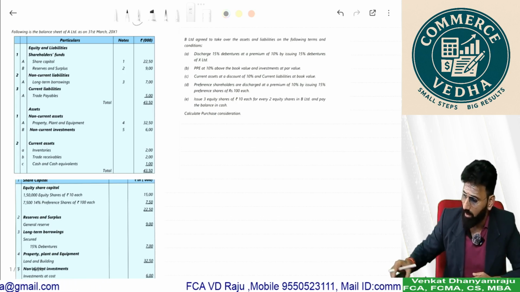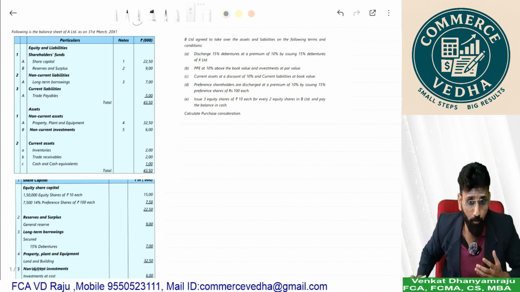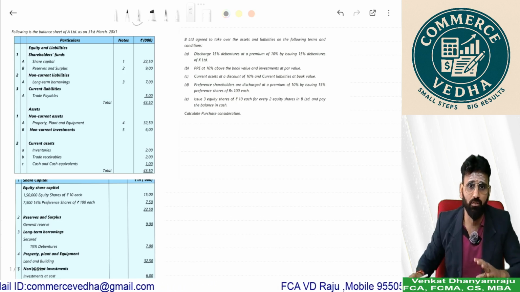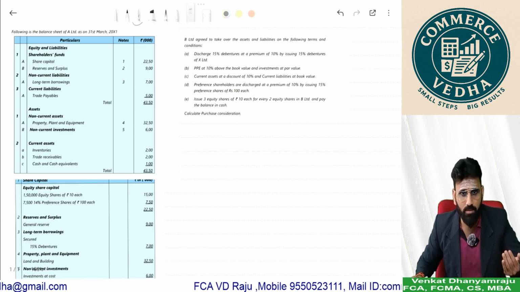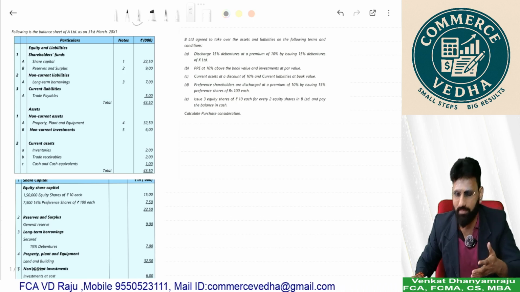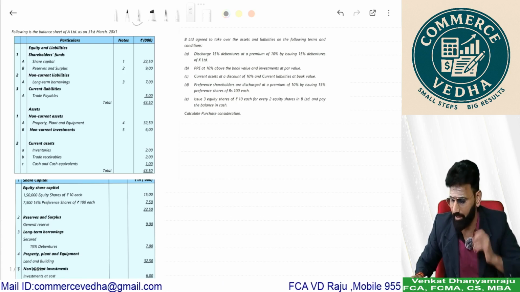And today we'll be doing one more problem, and we are working out the solution for purchase consideration as we discussed last session about the net payments method. This session we will see what exactly the question talks about and which method we need to identify.